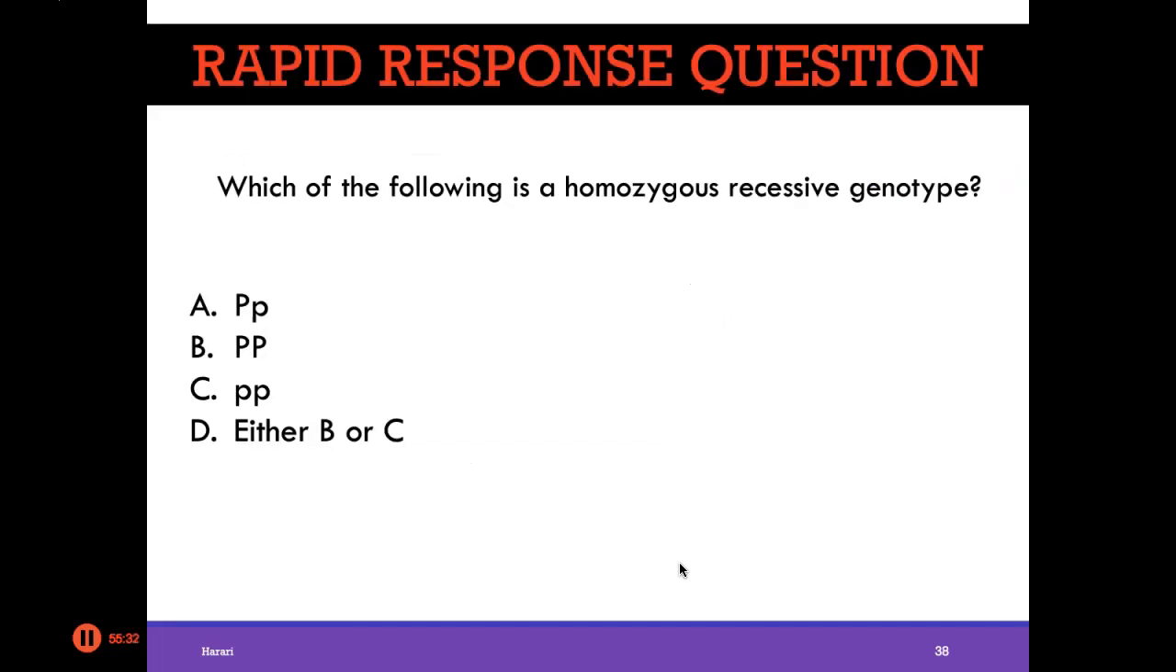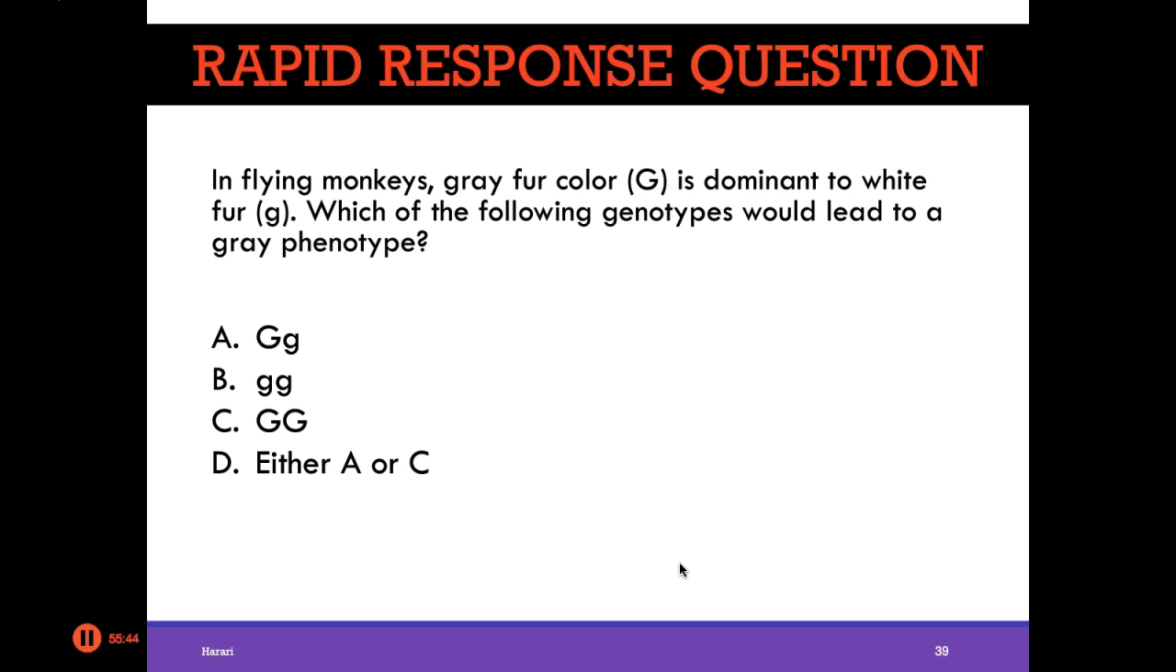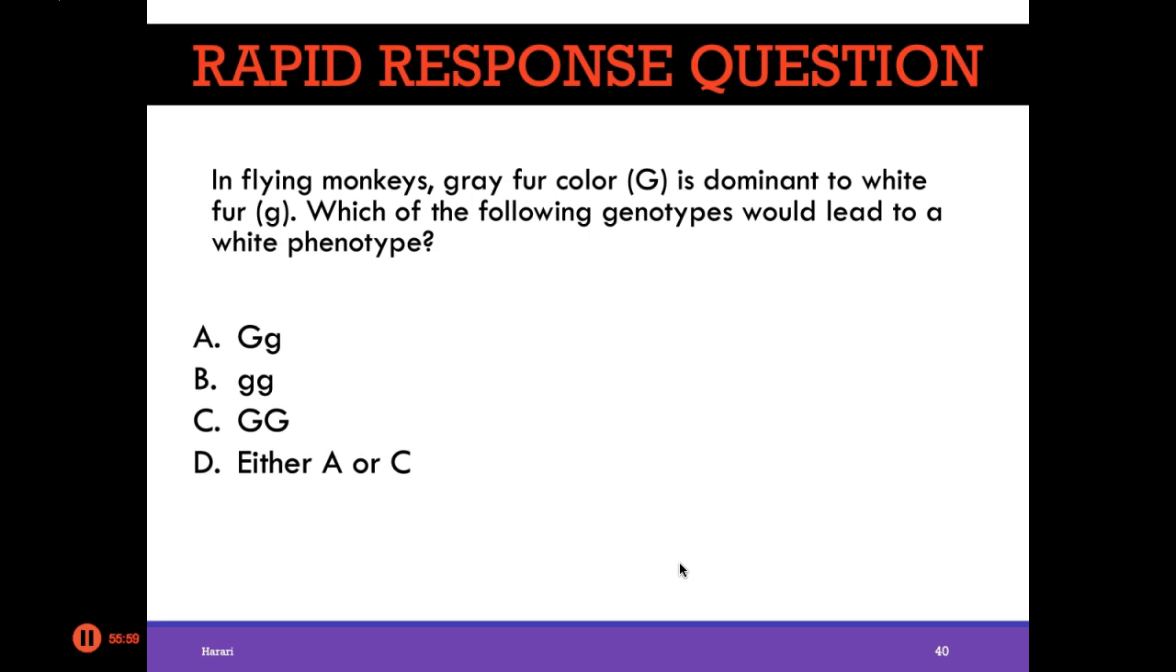So which of the following is a homozygous recessive genotype? I'm going to go through these very quickly. So right when I ask the question, you should pause because I'm going to give you the answer right away. The answer is C. In flying monkeys, gray fur color big G is dominant to white fur little g. Which of the following genotypes would lead to a gray phenotype? So pause here. And the answer is D. Right? Either A or C will give us a gray phenotype, which would give us a white phenotype.